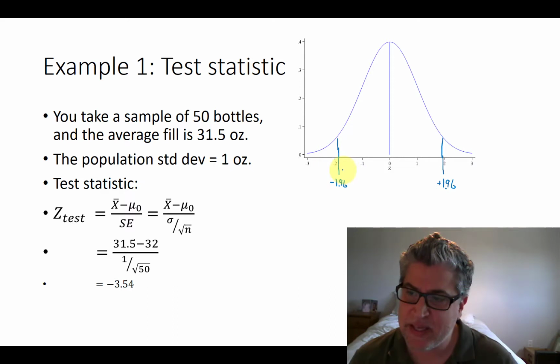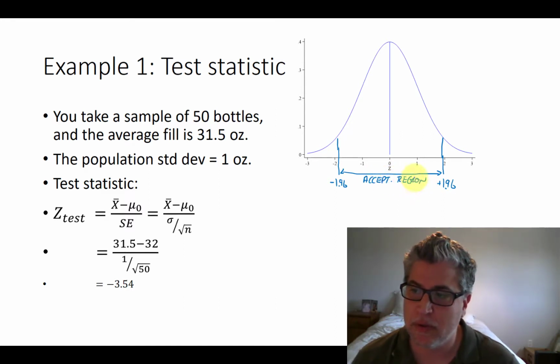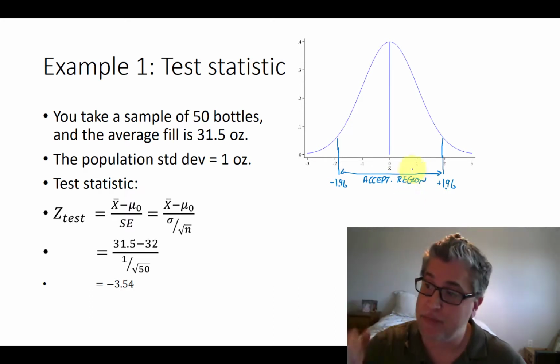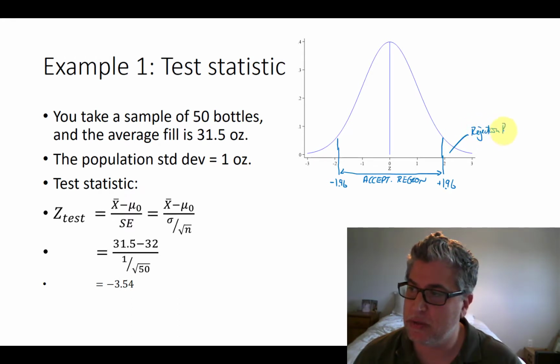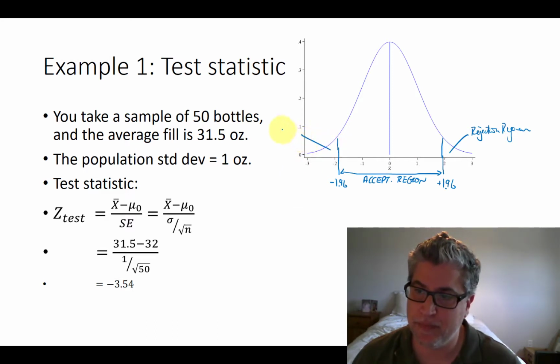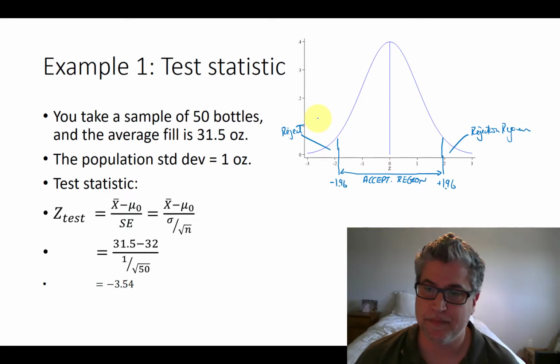And basically anything inside here is our acceptance region, where we would accept the null. And anything in the tails is the rejection region. Okay, so that's what we did in the previous slide.